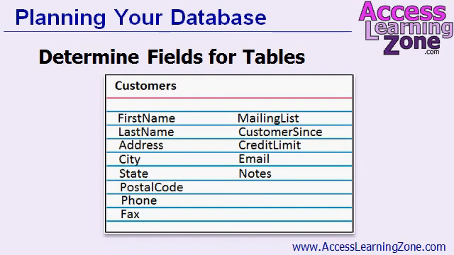Now, you might notice when writing down my field names, I didn't put any spaces between first and name. Access databases work better if you don't use spaces in the field names. I'll explain why in much more detail later on when we get to our advanced classes, but when you start writing VB code and macros and SQL statements, if you have field names and table names with spaces in them, things start to get really messy. So capitalize first and name, but put them together without a space between them. You'll see the same rule applies to mailing list, customer since, credit limit, and postal code.